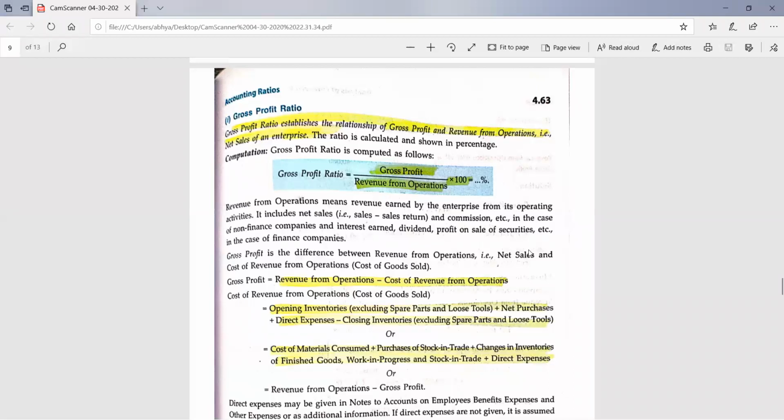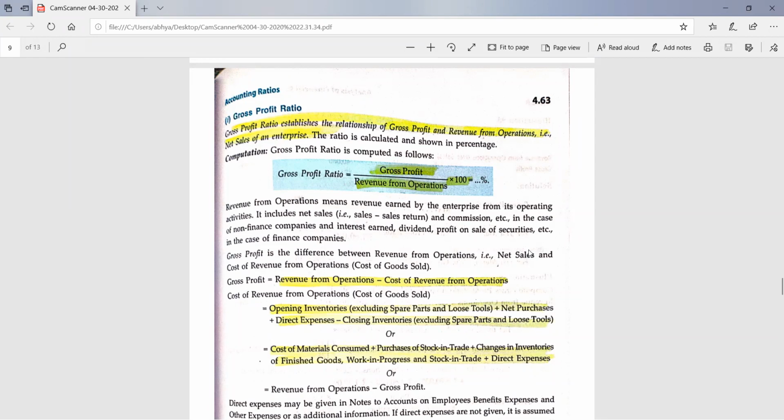Write down the name of the 5 ratios: gross profit ratio, net profit ratio, operating ratio, operating profit ratio, and the last, very important, return on investment, which is known as ROI. I am repeating the 5 ratios we have to do in this segment: gross profit ratio, net profit ratio, operating ratio or operating cost ratio, operating profit ratio. The last one is the return on investment, ROI. So today we'll be doing only 2 ratios which are very easy: gross profit and net profit.